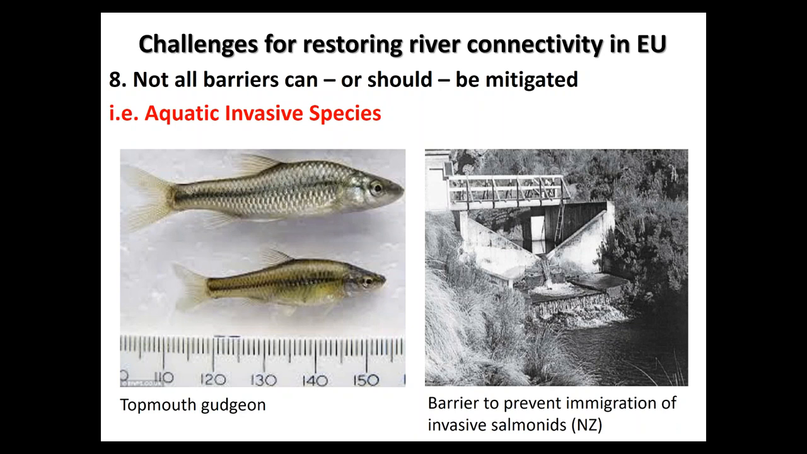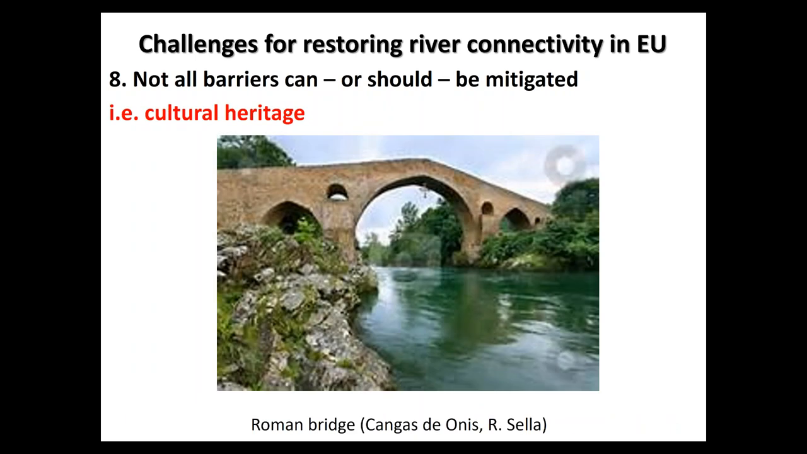For instance, it seems that barriers are a useful element to prevent the migration of invasive salmonids that can also be vectors, for instance, of disease for our endemic species. So in some cases, some barriers could be useful elements in the river. Another aspect here is related to the social values of barriers. So some of the barriers in our rivers represent a cultural heritage for our society.